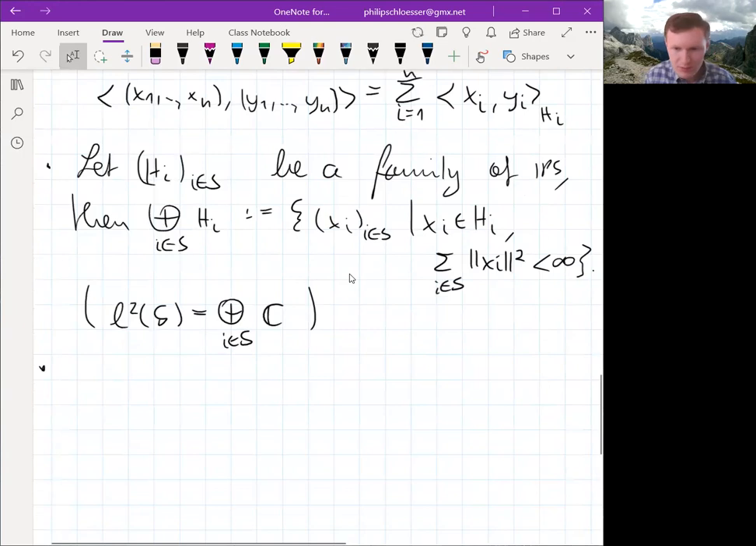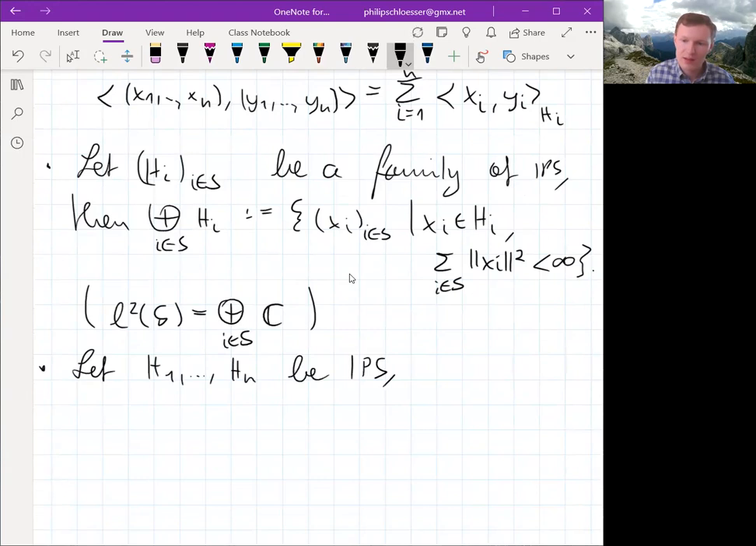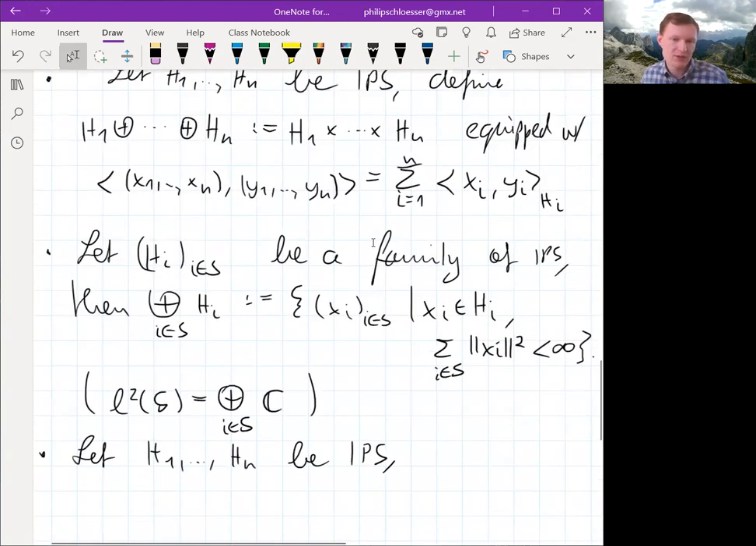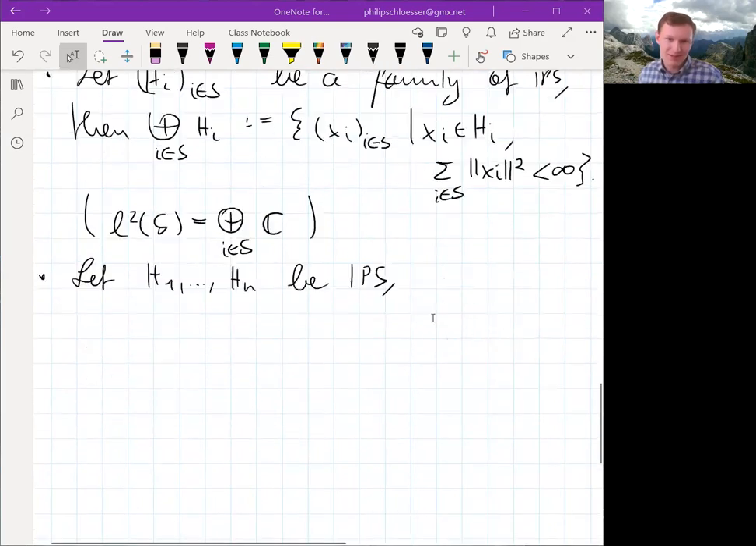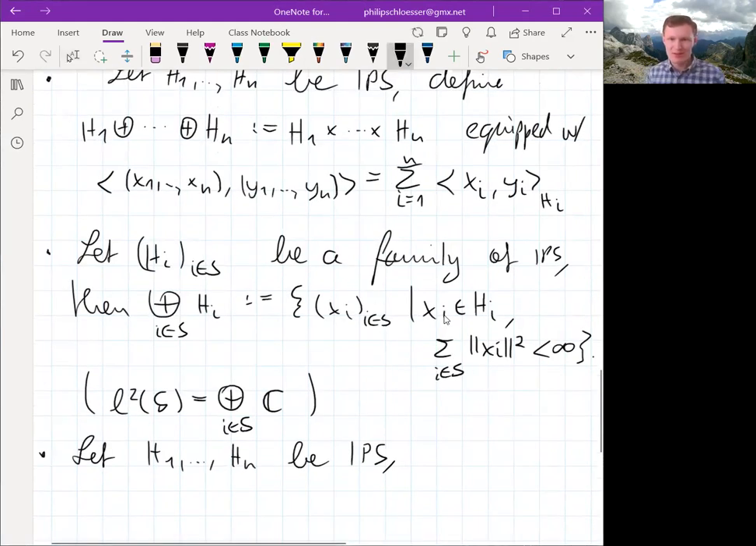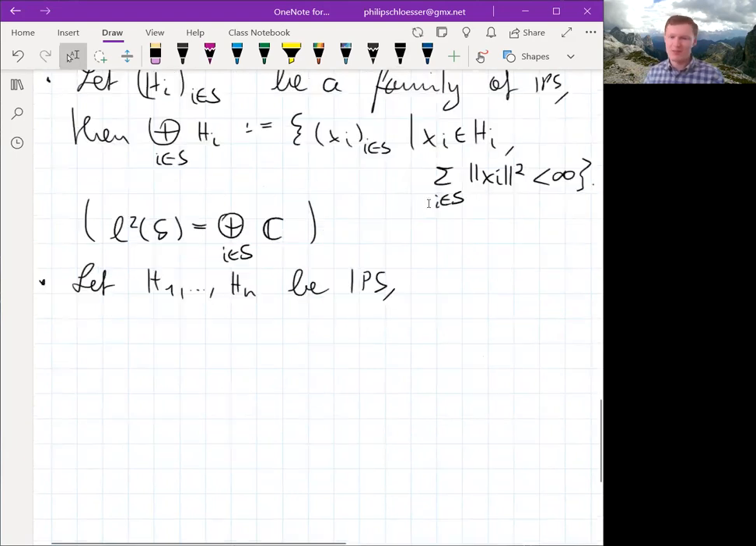And lastly, which is also quite an important example, we can have finitely many inner product spaces. And then we can define the tensor product. You can also just, I'm not sure if you need S to be countable. Otherwise, you can always require that only countably many elements are non-zero, which is implied by this. You can just define uncountable sums to be infinity, and that's it.